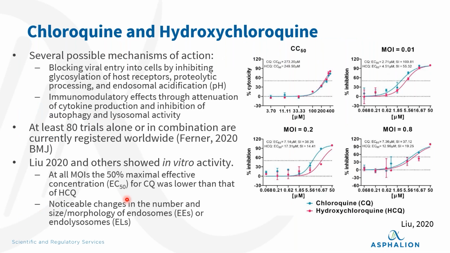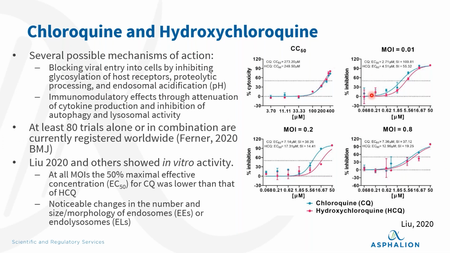Okay, so chloroquine and hydroxychloroquine are the two most talked about drugs for treating COVID-19 at this stage. The mechanism of action here appears to be to block viral entry, so it inhibits glycosylation of the host receptors. It may interfere with the proteolytic processing and also endosomal acidification. There's some suggestion that it has some immunomodulatory effects as well. It may reduce cytokines and stuff like that, but there's no clear evidence of that.